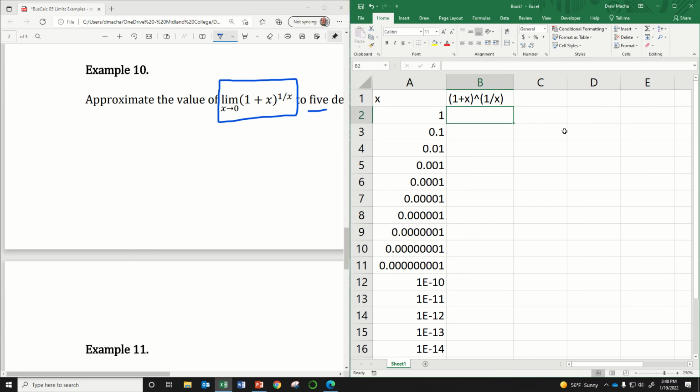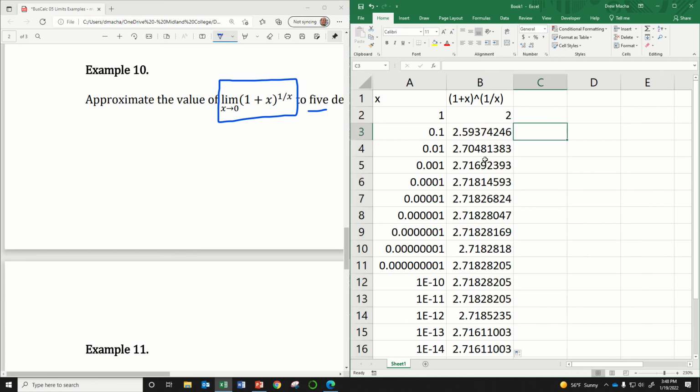And in this column, this is where our Excel skills come in handy. We type in equals, open parentheses, 1 plus, and then I reference cell A2 here for my x variable. Close parentheses, caret, which is shift 6, open parentheses, 1 divided by, and then again I'll reference cell A2 to get my x value. And it looks like if I evaluate at x equals 1, this expression becomes 2.